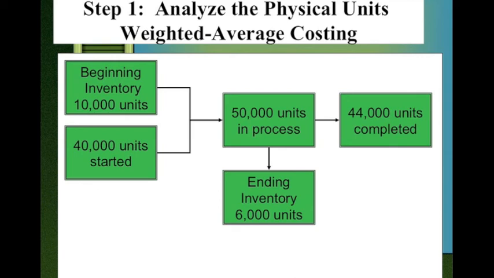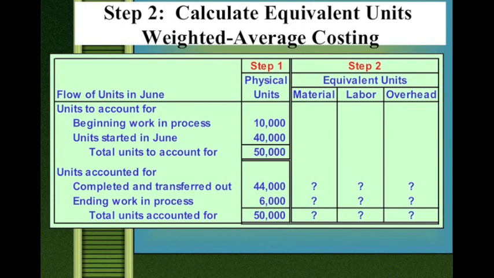Now we have 44,000 units that were completed. That means these are shipped out. I'm looking at it maybe like Coke bottles that were done and they're finished, and they're now shipped out. And then ending inventory is 6,000 units. Now this is still pieces that are in process, maybe not complete entirely. So we're going to continue looking at this piece.